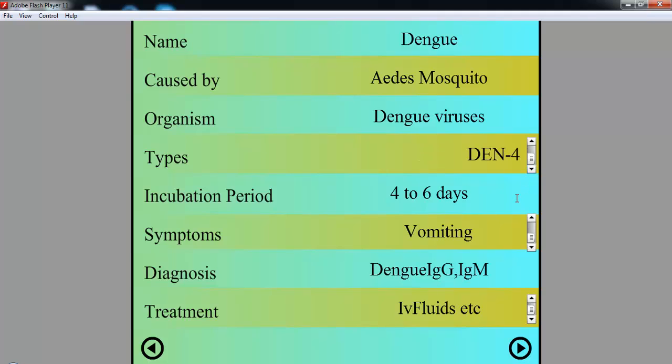The incubation period of dengue is from 4 to 6 days and the symptoms include sudden high fever, severe headaches, pain behind the eyes, severe joint and muscle pain, nausea, vomiting. The diagnosis of dengue is done by either NS1 or dengue IgG-IgM. Treatment is symptomatic, specifically IV fluids and watching the general condition of the patient.